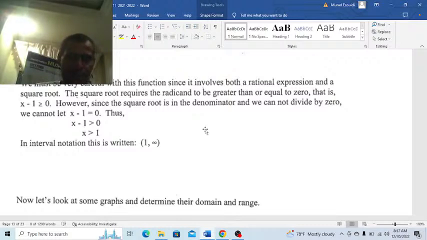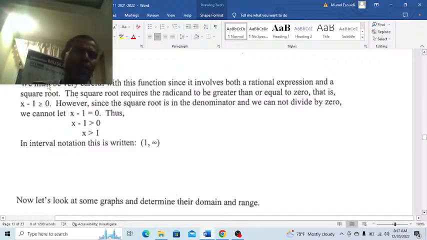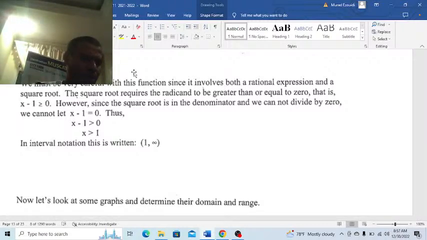Okay, so we told that we must be very careful with this function since it involves both a rational expression and a square root. This is a rational expression and this is a square root. The square root requires the radical, this expression, to be greater than or equal to 0. Means you are going to set x minus 1 is more than or equal to 0. Then minus 1, put it on the right hand side.